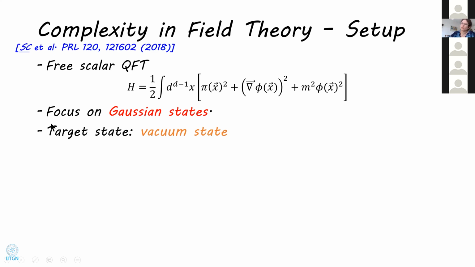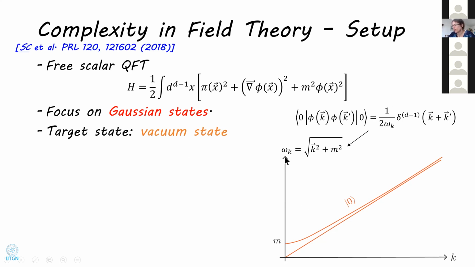What we wanted to build, so our target state, we chose to be the vacuum state. That's a very natural state that one would want to build in a free QFT. This vacuum state is Gaussian in this case and has a 2-point function which depends on the characteristic frequency, square root of k squared plus m squared.